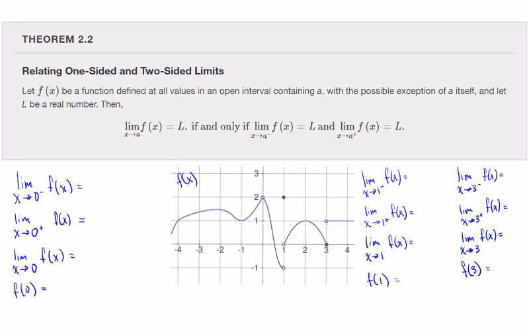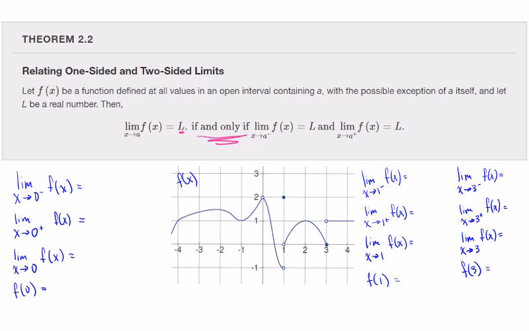All right, so here's theorem 2.2. This is the relationship between one-sided limits and two-sided limits, and we kind of alluded to this in the last example or slide. So basically, the limit of f of x as x approaches a equals L, some value L, if and only if both these things are true.